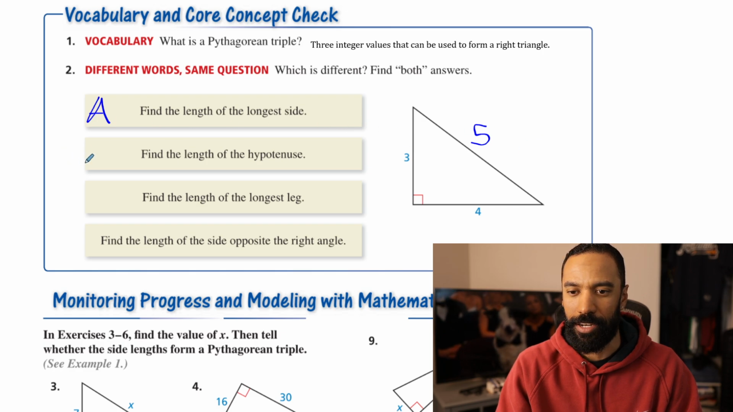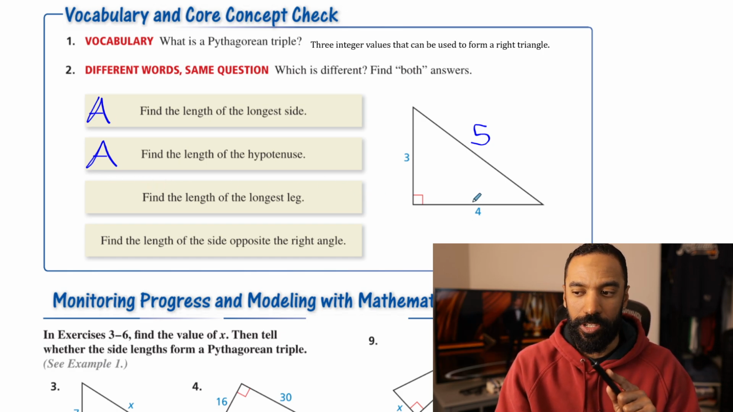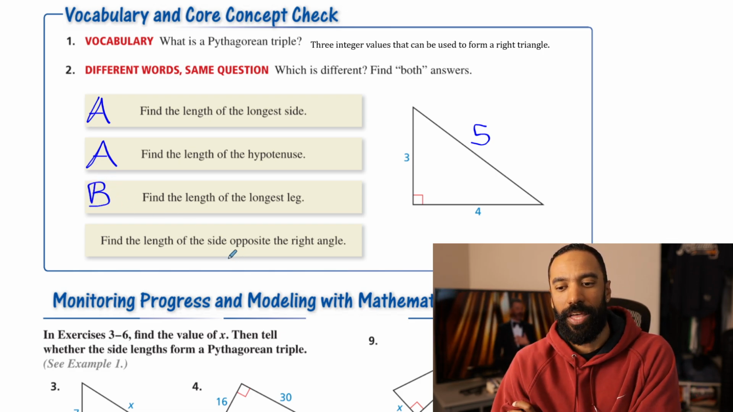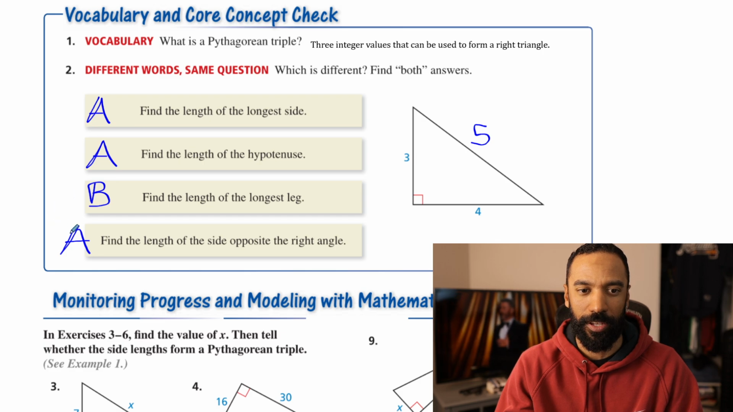Find the length of the hypotenuse. That's also going to be the longest side of any right triangle. Find the length of the longest leg. No. 4 is the longest leg. The legs are the ones that make up the right angles. That one's different. Find the length of the side opposite the right angle. That would also be an A. And by the way, that answer would be 5, as it would be a 3, 4, 5 right triangle. So all these are the same. This one is different.